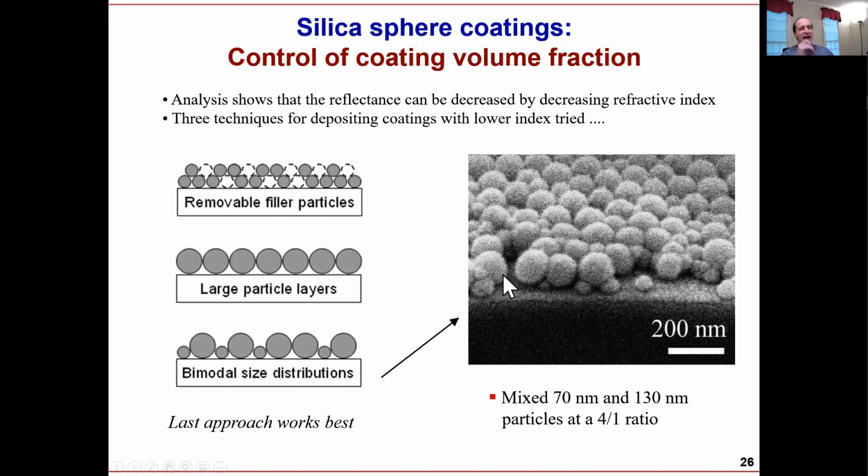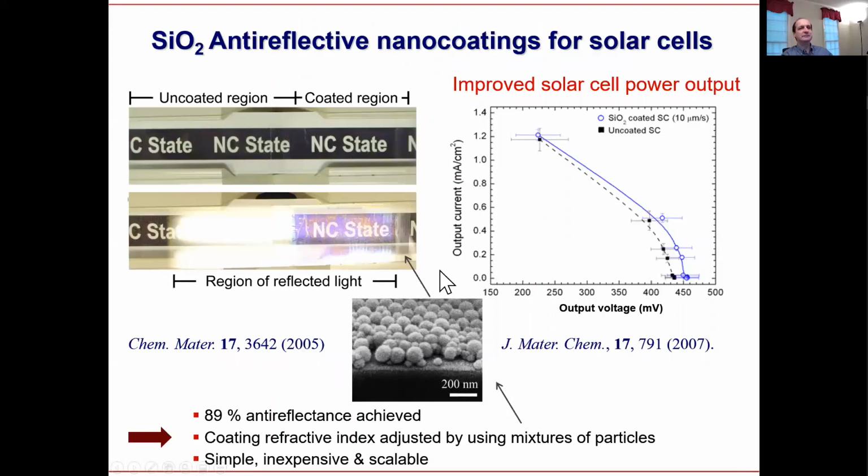And you can see here, they don't need to be monodispersed. So you essentially buy two cheap silica particles, mix them in the right ratio, deposit them, and suddenly you have an anti-reflective coating, which is pretty good. That's how it works. And here is an example of what you can do with that.